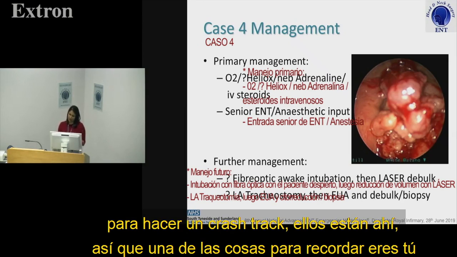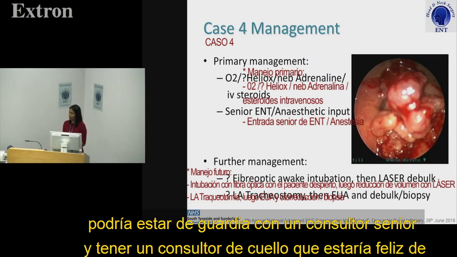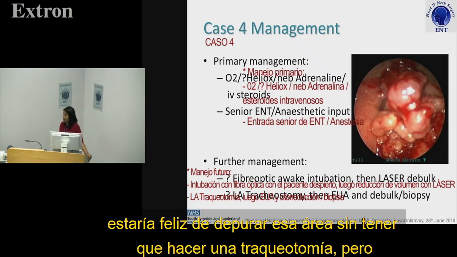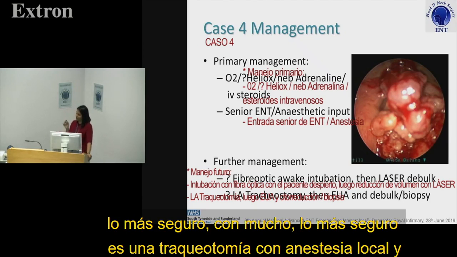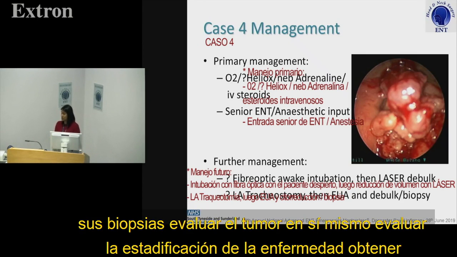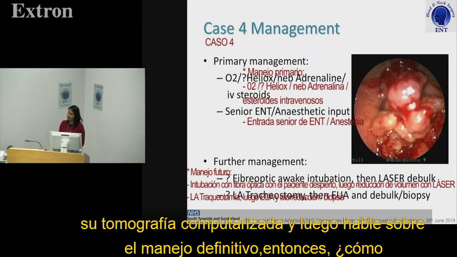So one of the things to remember is you might be on call with a senior head and neck consultant who would be happy to introduce a scope through there and intubate the patient themselves, and would be happy to debulk that area without having to do a tracheostomy. But by far the safest thing to do is a local anesthetic tracheostomy. And afterwards, after you've secured the airway, you can then get your biopsies, assess the tumor itself, assess the staging of the disease, get your CT scan, and then talk about definitive management.